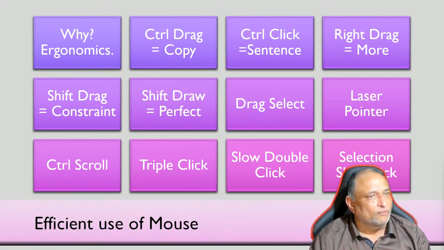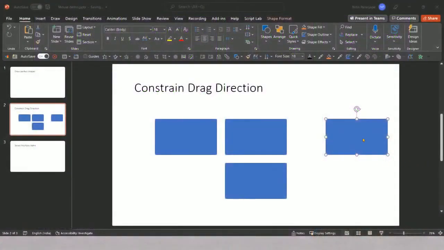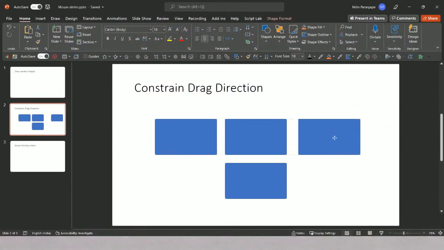Now, if I want to move this to the right side, the moment I start moving, my mouse may change. So if I want to move from here to here, what happened? I want to move it horizontally, but I'm not very precise. Mouse is not a precise instrument, so it's going to move vertically as well. So I want to constrain it while moving in the direction I choose.